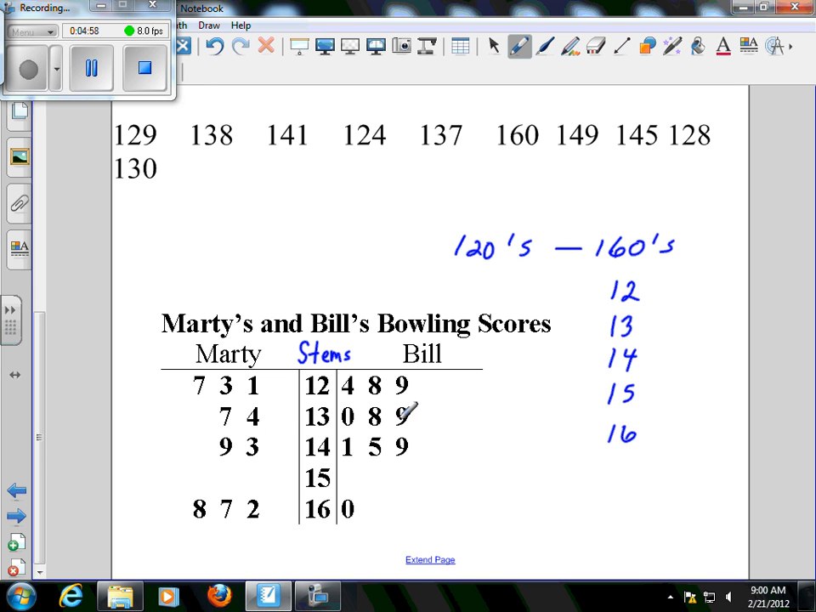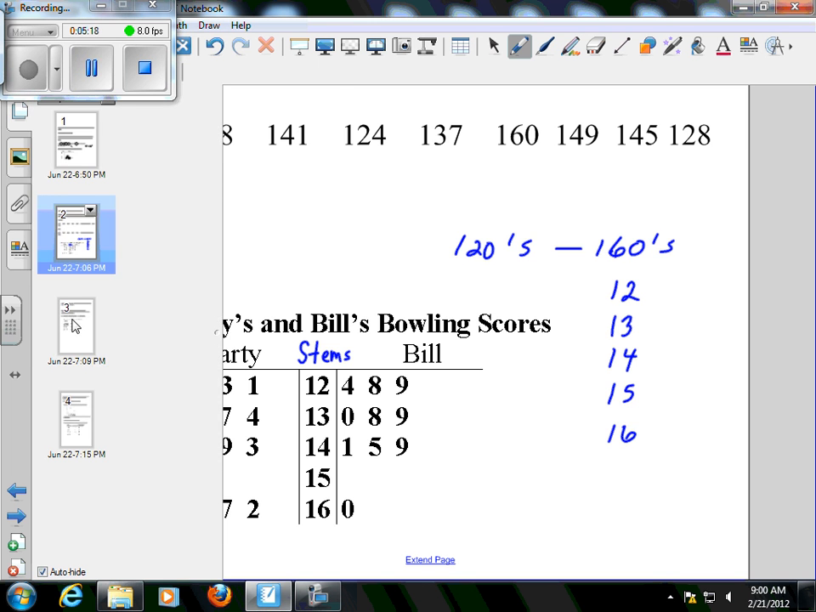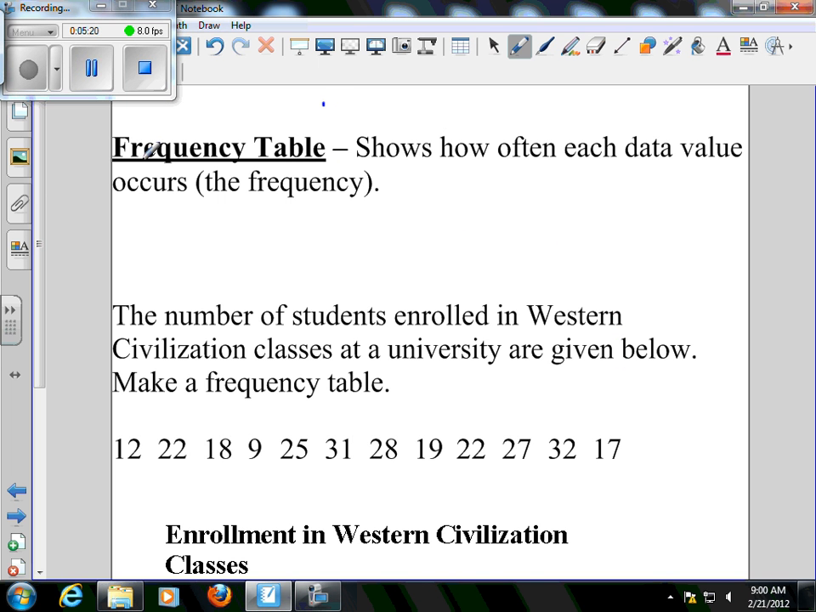You notice we kept saying Marty had this, but Bill had that. That's a great way of organizing data. Notice also each of the stem and leaf plots we've talked about have titles. Put a title on that represents your data. For instance, Marty's and Bill's bowling scores. That describes what we're talking about here. Okay, so now let's move on to the next thing we're going to talk about, frequency tables.